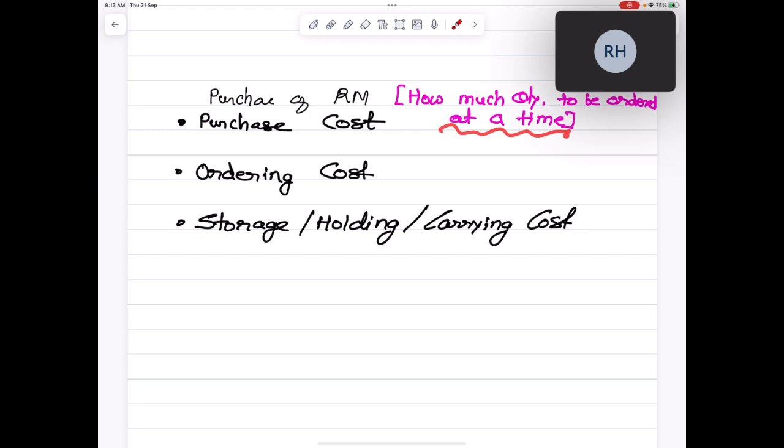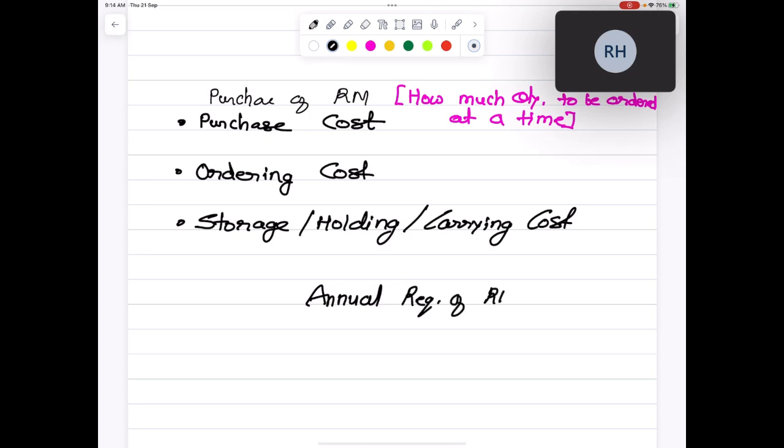एक टाइम पे आप कितना रॉ मटेरियल परचेज करते हैं, उससे आपकी तीन कॉस्ट एसोसिएटेड है. The first cost being the purchase cost, the second cost being the ordering cost, and the third being the storage cost. Let's take a very simple example of this. Suppose my annual requirement of raw material is 12,000 kgs. Okay. My annual requirement is 12,000 kgs.